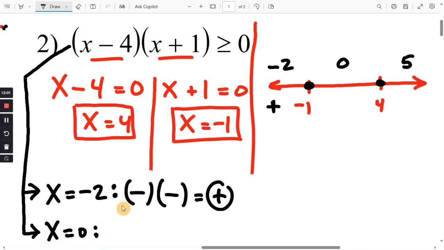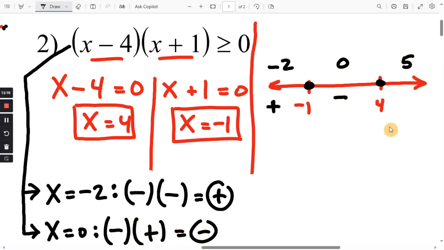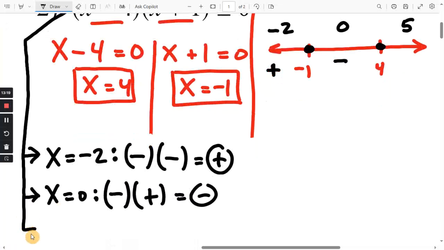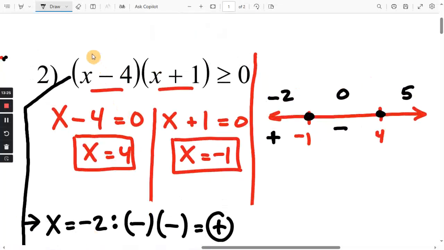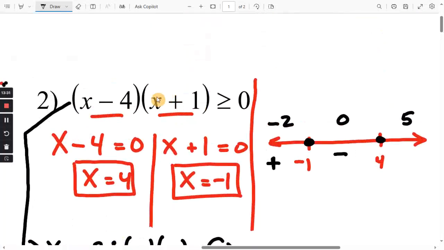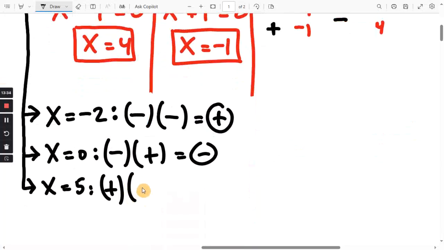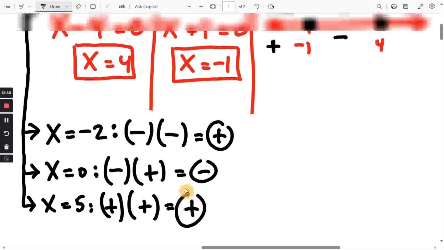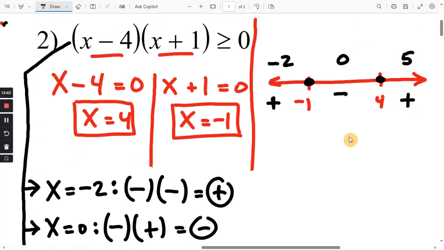0 minus 4 is negative. 0 plus 1 is positive. Negative times positive is negative. So this section by the 0 is negative, and then we're going to try 5. Five minus 4 is 1. That's positive. 5 plus 1 is 6. That's positive. Positive times positive is positive. So this section here is positive.